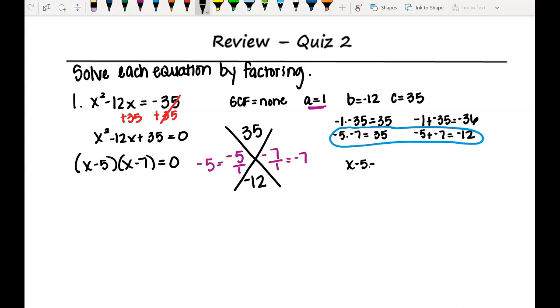So x minus 5 equals 0. X minus 7 equals 0. I have to solve both of these individually. So add 5 to both sides. X equals 5. And then for the other one, add 7 to both sides. X equals 7. So x is the solution set 5, 7.